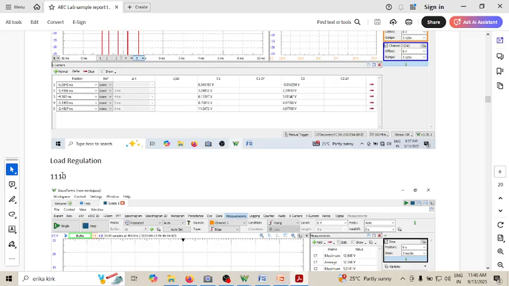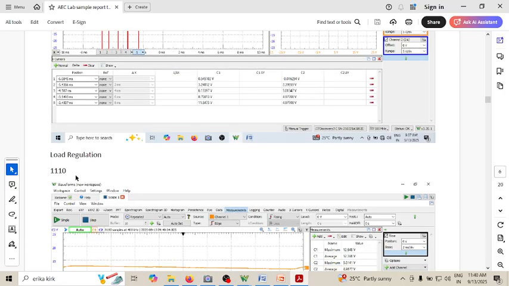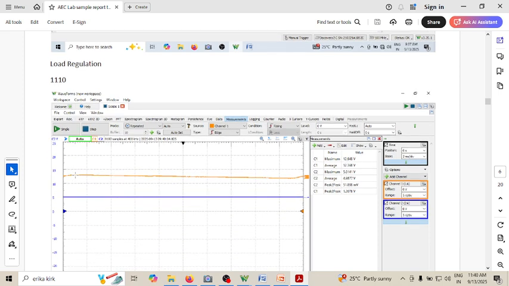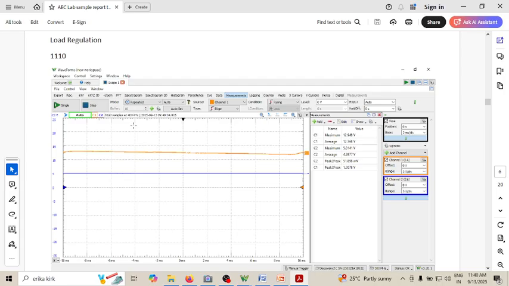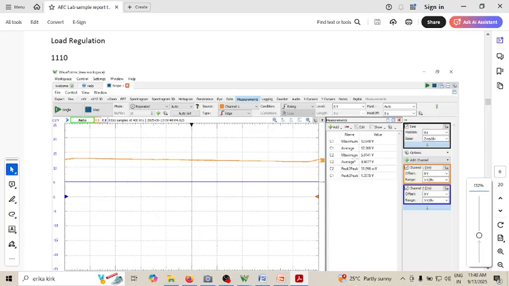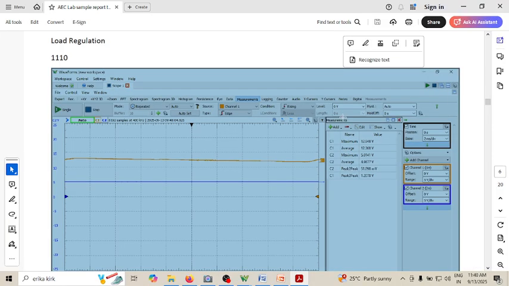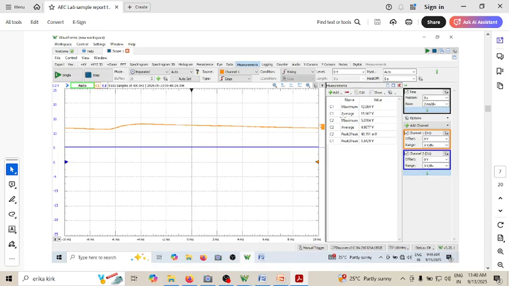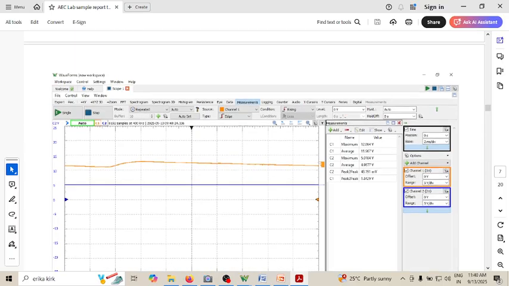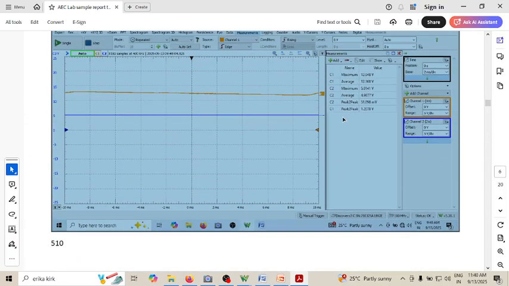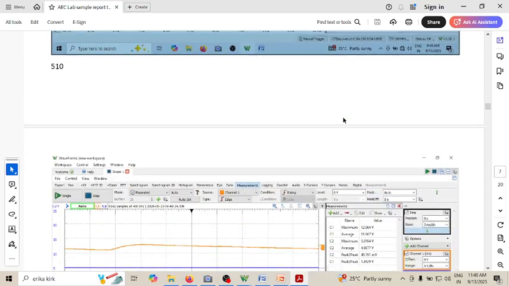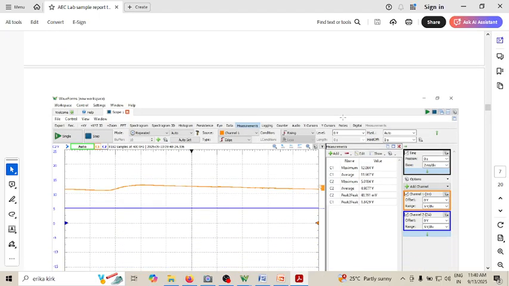See now, this is 1110. Can you see I'm measuring what is the input to the regulator and output of the regulator? Can you see now the input is 12.3 something. Can you see the output is 4.98? So output is almost 4.98. Then the resistance is reduced. Now let me just show you this for 510.